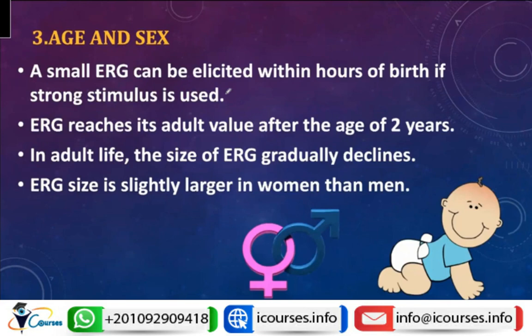Age and sex also play some roles regarding the responses. A small ERG can be elicited even within hours from birth, and the baby will reach the adult form of the ERG response at the age of 2 years. In adult life, the size of the ERG will gradually decline as we get older. There will be decreasing electrical activity within the retina, and usually the ERG size is larger in women than in men.